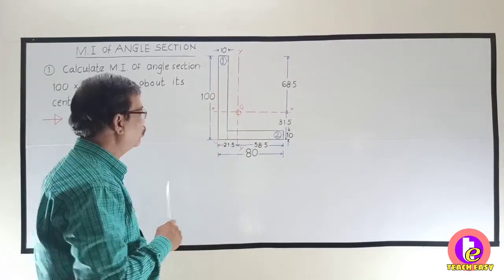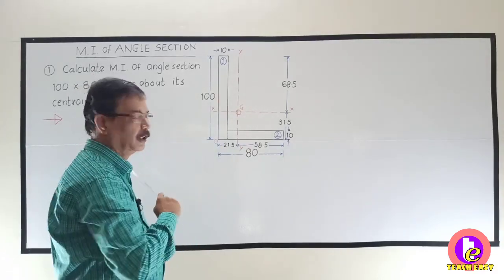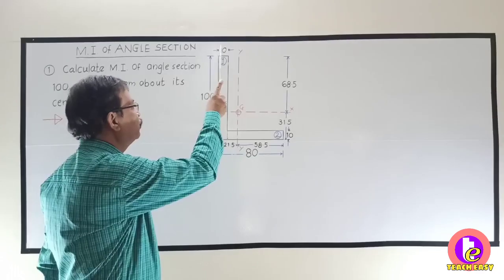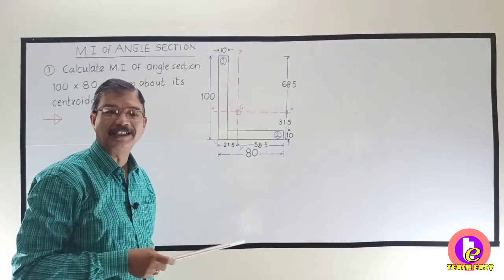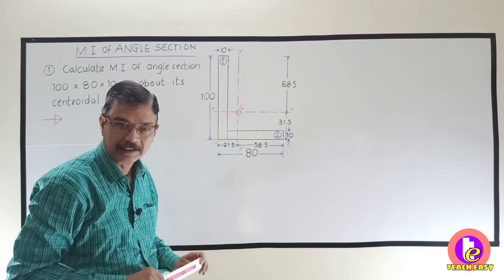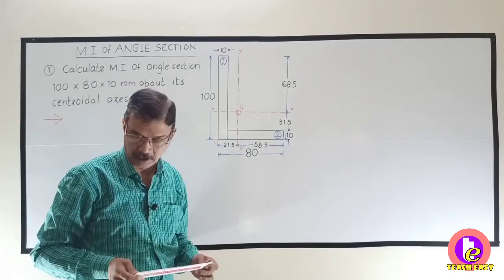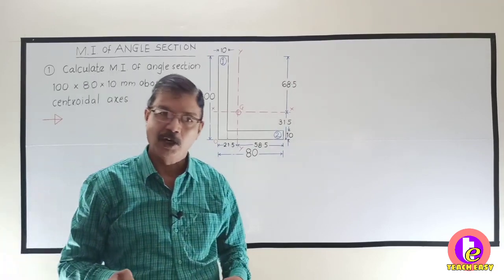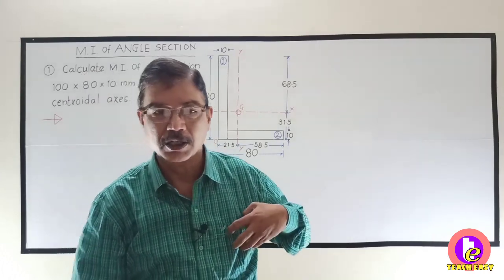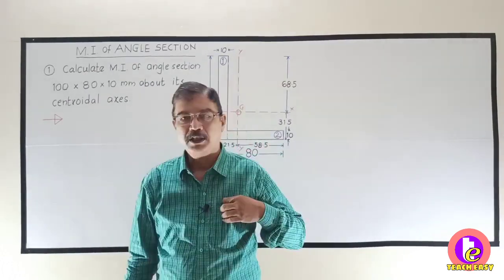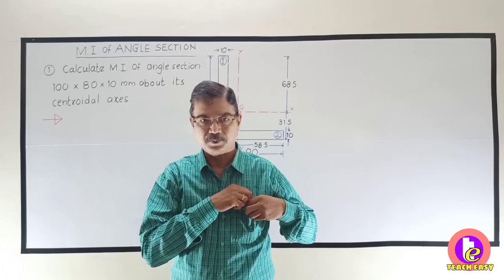We want to find out moment of inertia. Now here in this section, you will see that this particular angle section is an unsymmetrical section. It is neither symmetrical about horizontal axis nor it is symmetrical about vertical axis. Therefore, our first job is to find out the position of the centroid, that is x bar and y bar.